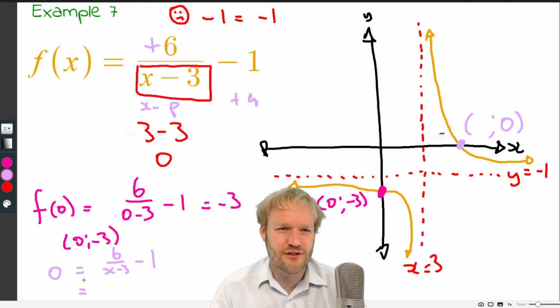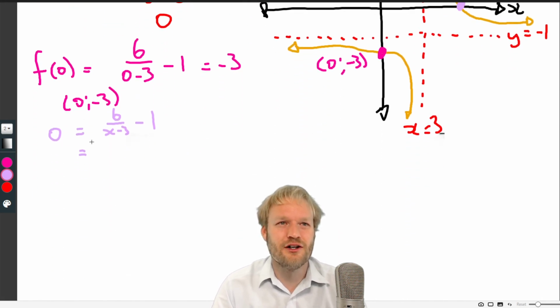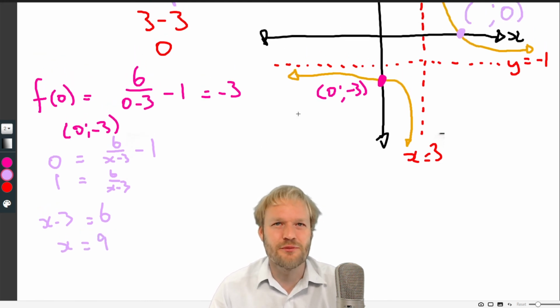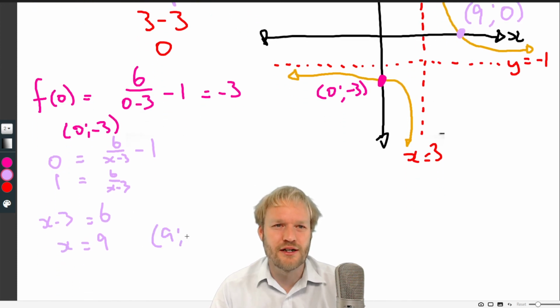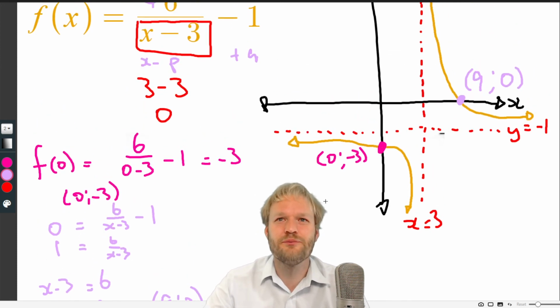But let's solve this algebraically. So we plus 1 on each side, 1 equals 6 over x minus 3. Multiply both sides by x minus 3, x minus 3 equals 6. Add 3 to both sides, x equals 9. Okay, long algebraic way of doing it. So x equals 9. What we worked out is that (9, 0) is a point on the graph.